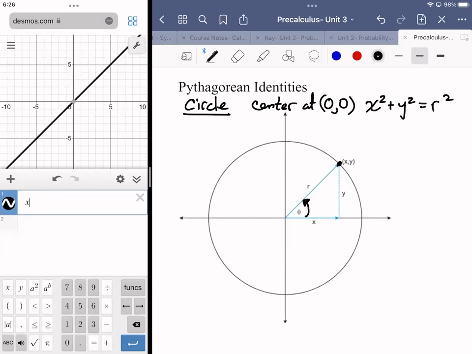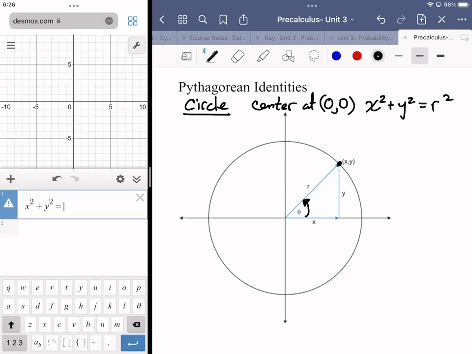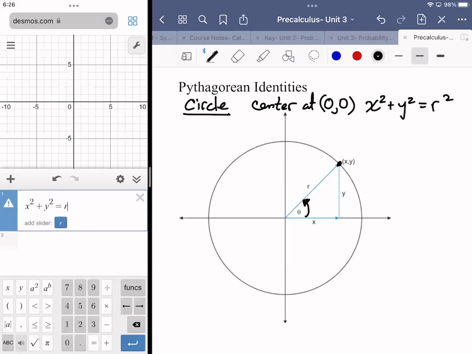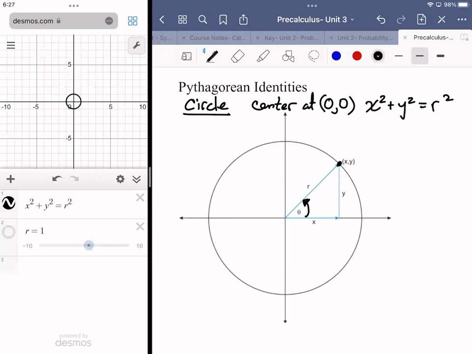So I'll just show you real quick. x squared plus y squared is equal to r squared. Slider for r. You see we have a nice circle there centered at the origin. I can make it big, I can make it small. This has a restriction of only going out to a radius of 10, but I can make it whatever I want. The unit circle is actually this little guy right here.